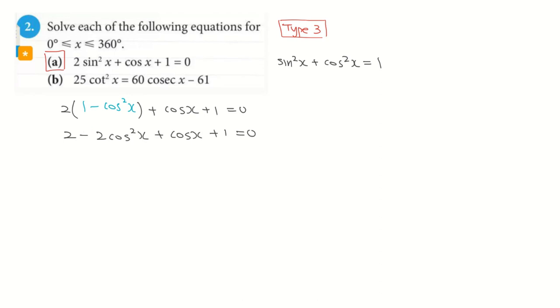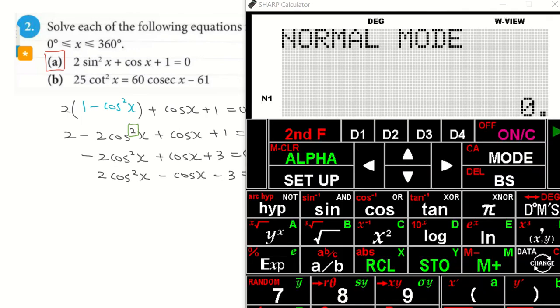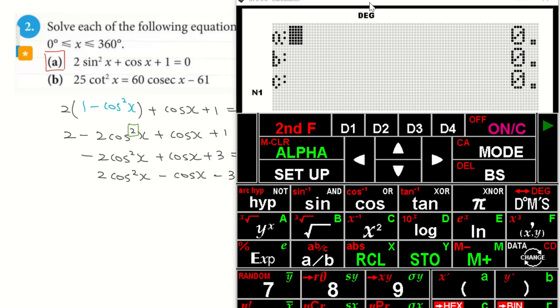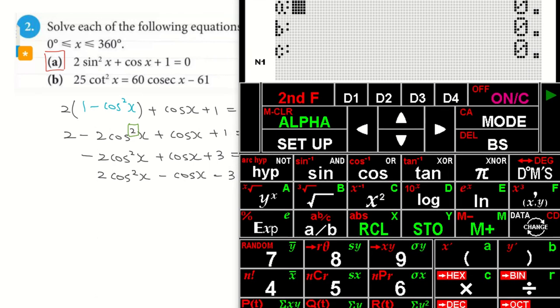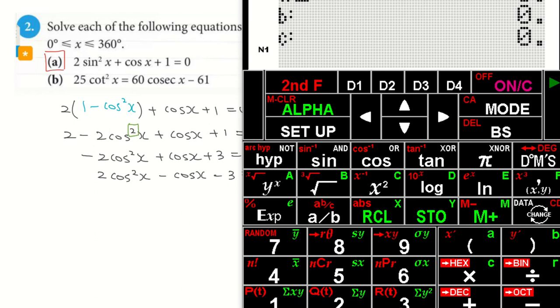Can you see after expansion it's actually a quadratic equation? Quadratic because of the square belonging to the cosine. Let's put it in the quadratic equation form. I'm going to open up my calculator. Since I know it's quadratic, I just have to know what are the values. You'll use your normal quadratic solving. My A is 2, B is -1, C is -3.